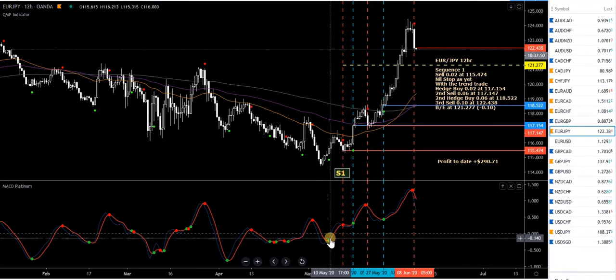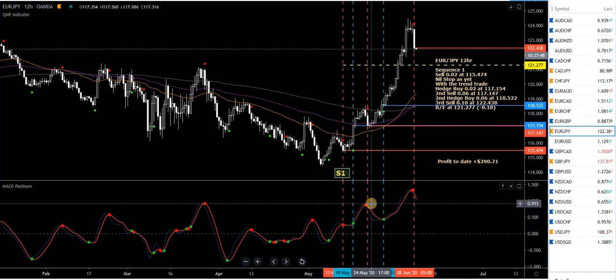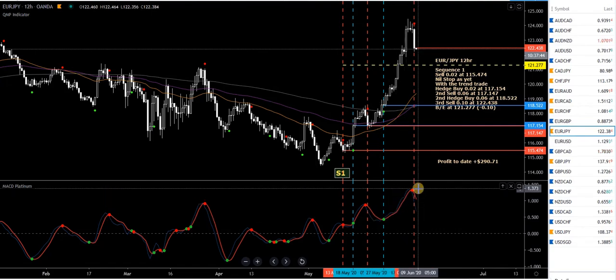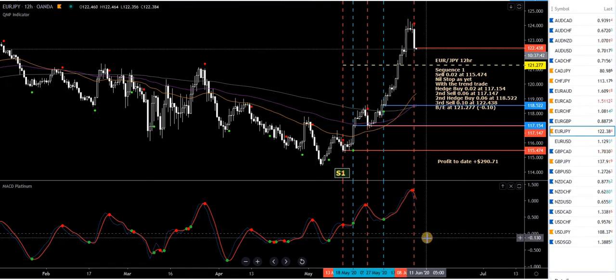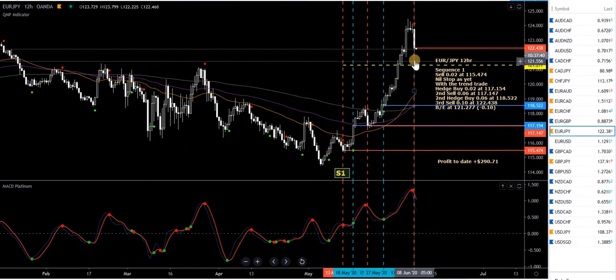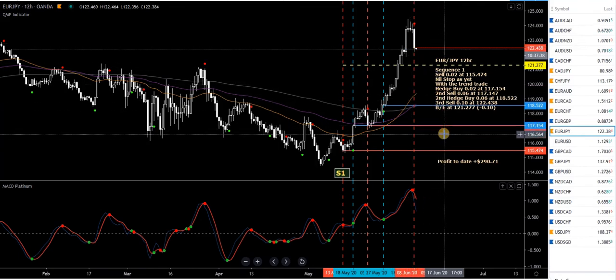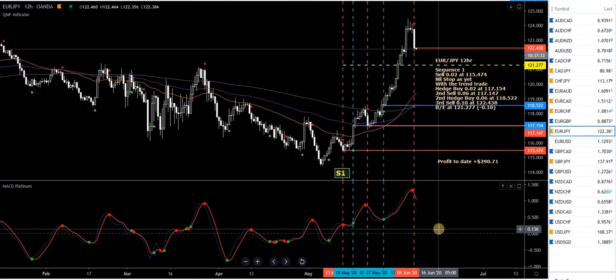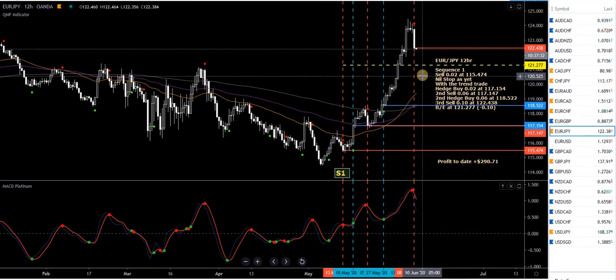And this MACD Platinum's like a bit of a rubber band or an oscillator or a reversion to the mean, where it'll come back to that zero level eventually. Doesn't necessarily mean price will fall, but the MACD Platinum will come back to the zero level sometime. So overall break even is at this level here.